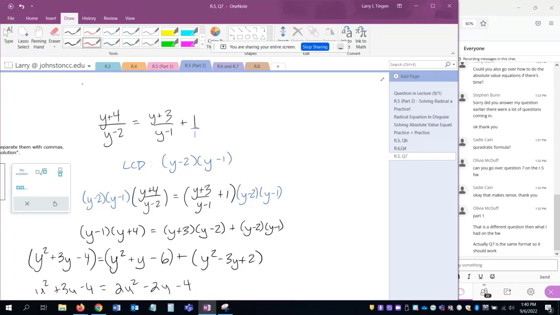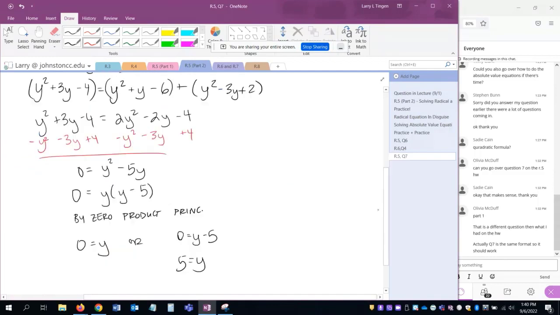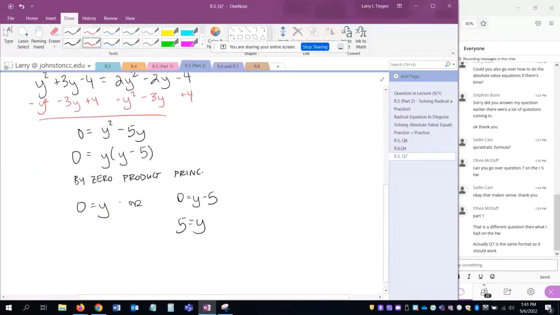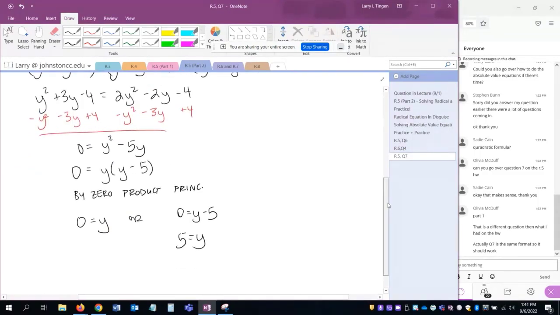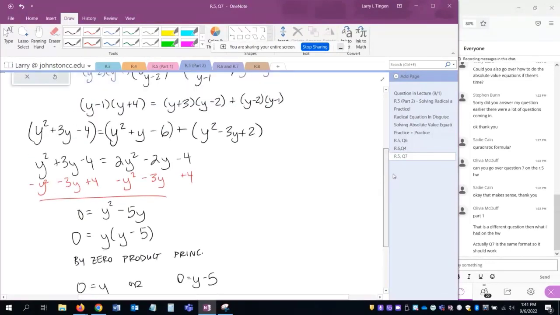What are the values that are not allowed? Y cannot be, what? If it's 2, 2 minus 2 is 0. That'll cause division by 0. So I can't have a 2, and I can't have a 1. Are 2 or 1 one of the solutions? No, they're not. Okay, great. So I got 0 and 5.